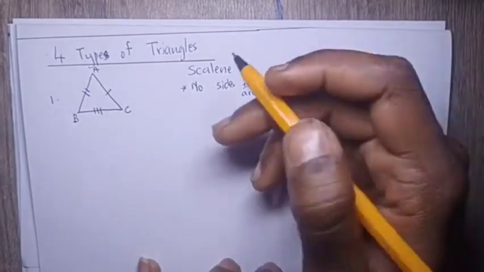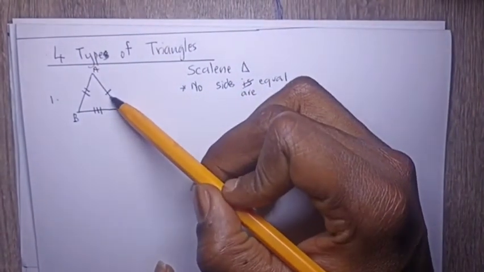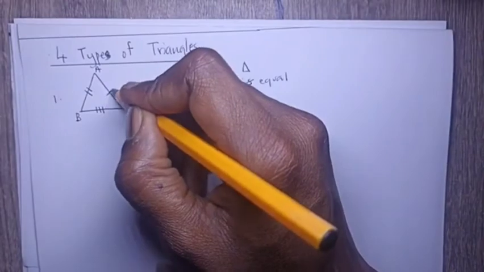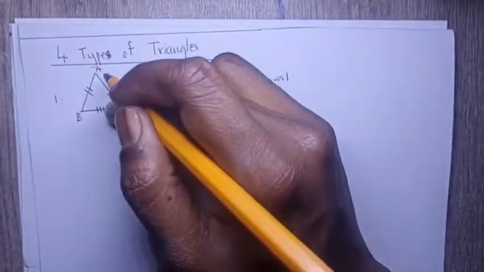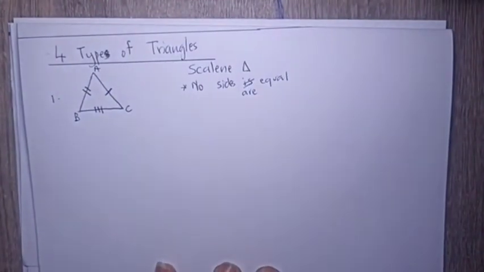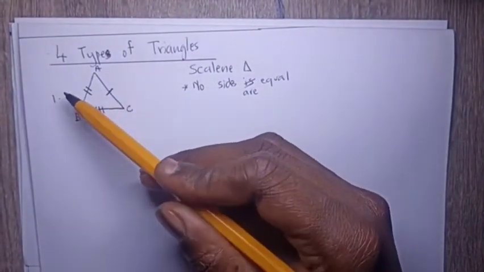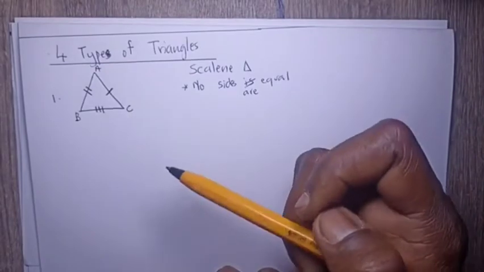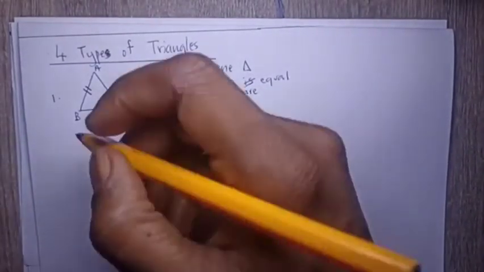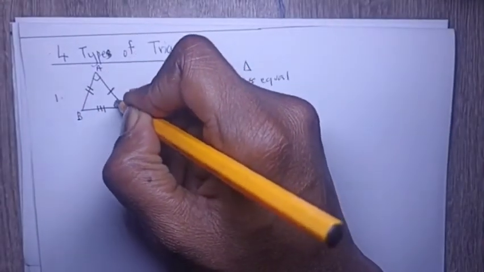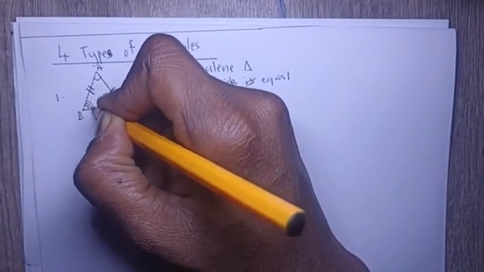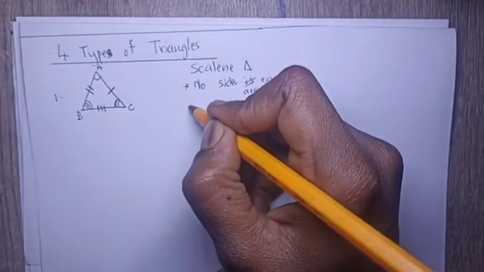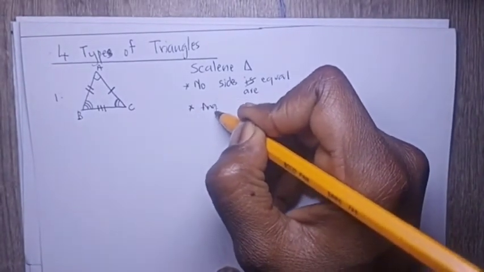So no sides are equal, all the sides are different. You can see by the strikes. If you see one strike, two strikes, three strikes, it's telling you that all the sides are different. They would be the same if this one and that one had the same number of strikes. Another thing we realize about this one is the angles. The angles are different, the angles are not equal.